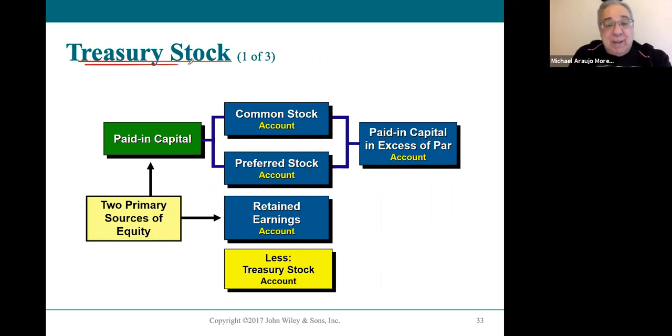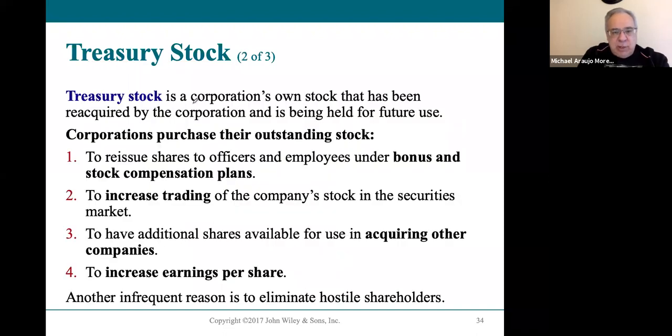Corporations sometimes buy back their own shares. That's called treasury stock. So we're going to learn a little bit about treasury stock. And you might have heard a lot of corporations buy back their own shares. First of all, they have to buy them from shares that have already been sold, that have already been issued. They can't just take it right out of authorized stock and keep it for themselves. They can't do it that way.